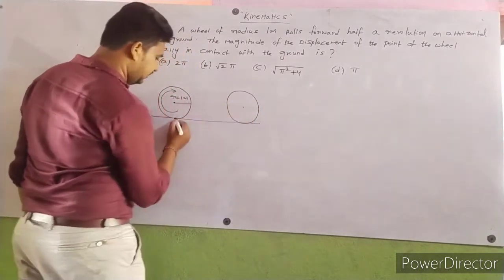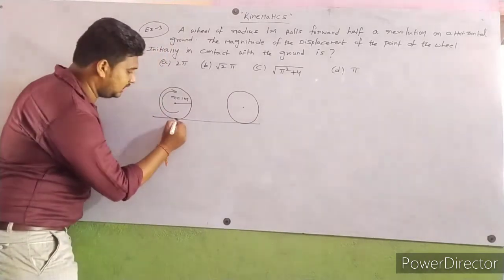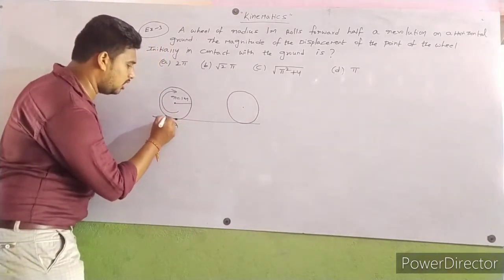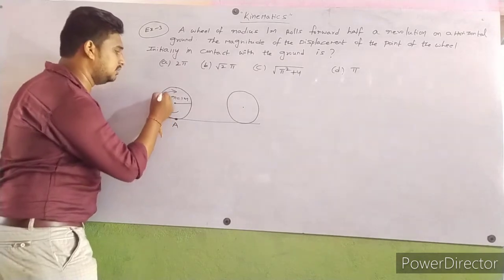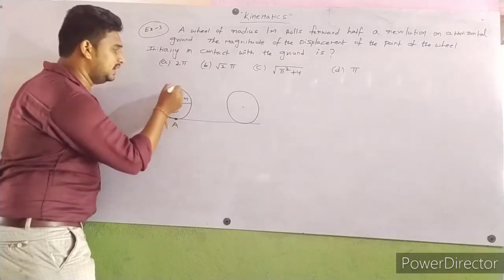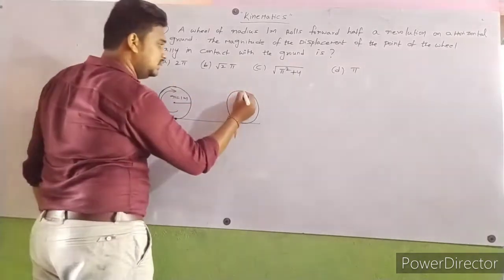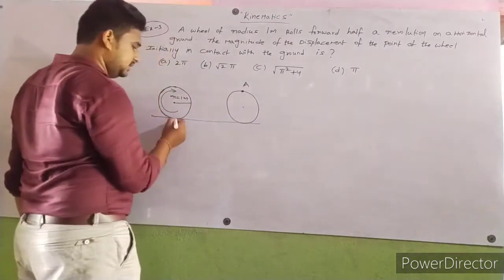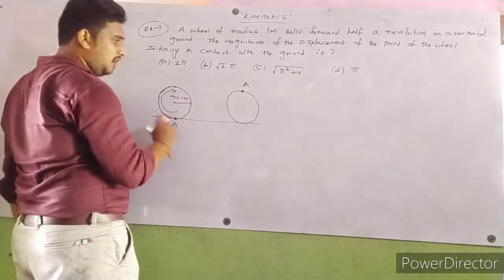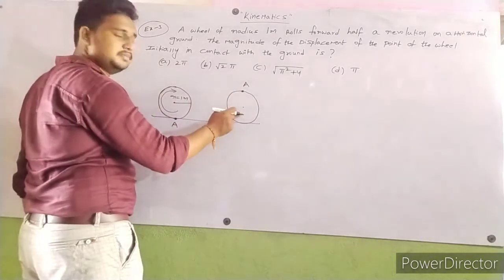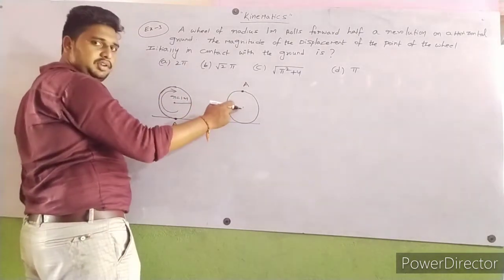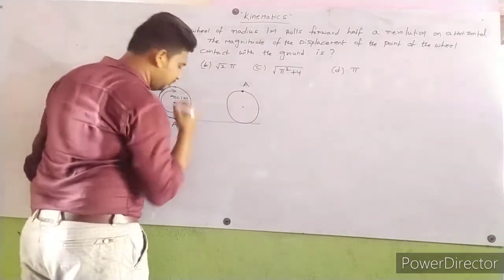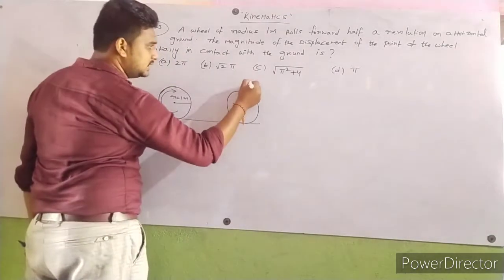Half revolution. Definitely this is point A. It revolves half forward. Half revolution means this point A will reach here. So after half a revolution, this is A and here is the point. This is the position of the wheel after half a revolution. Now I will consider this as A dash.